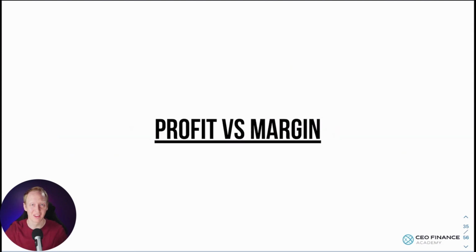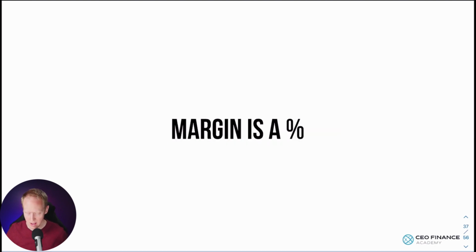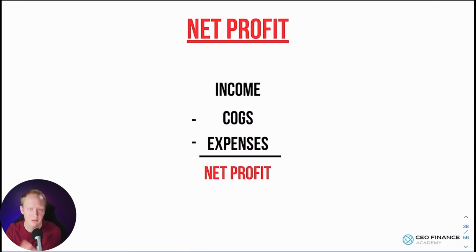So again, we got to look at net profit versus net margin. Hopefully you're starting to see the difference here. Profit is a dollar amount and margin is a percentage again. So let's look at this. Here's the formula here for net profit. Really simple. Income minus all of our cost of goods minus all our other expenses gives us our net profit. It's what do we actually keep at the end of the day.